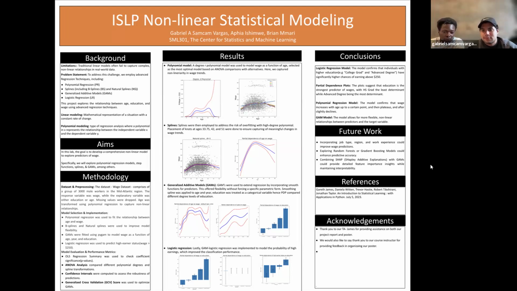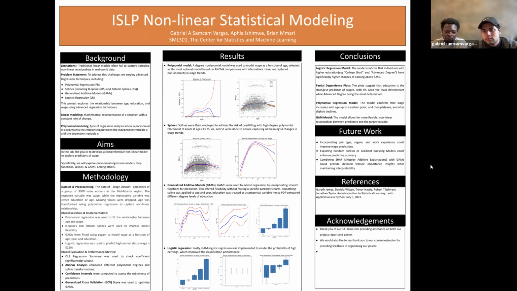We also use a logistic regression model. So we incorporate generalized additive models with logistic regression so as to predict the probability of people earning high amounts of wages. As we can see from the graphs, people with advanced degrees tend to earn higher compared to people with high school degrees. So that's one of the results that we were able to obtain.